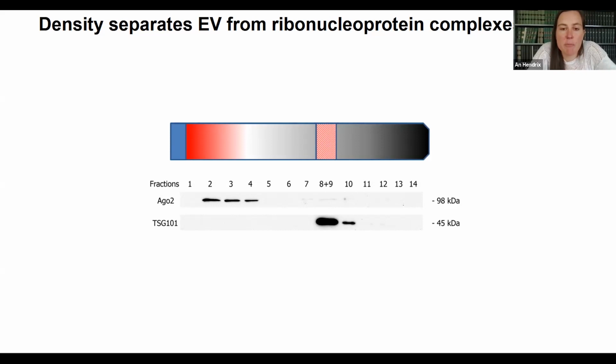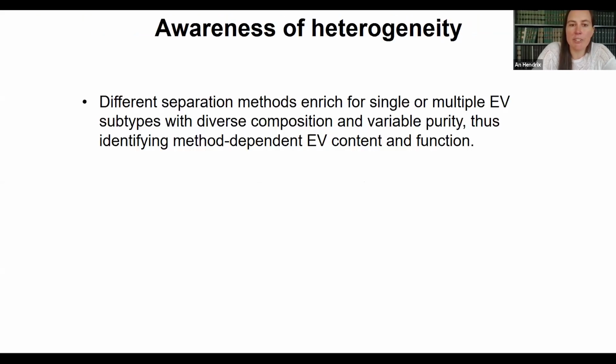So this indicates that by using density gradient centrifugation, we were more able to separate different types of extracellular particles, increasing the likelihood that we were identifying extracellular vesicle-associated RNA content. So this is, of course, a very important consideration. Depending on the method that you will use, we will enrich extracellular vesicles with different levels of specificity, and this will, of course, induce the identification of method-dependent extracellular vesicle composition, but also extracellular vesicle function.